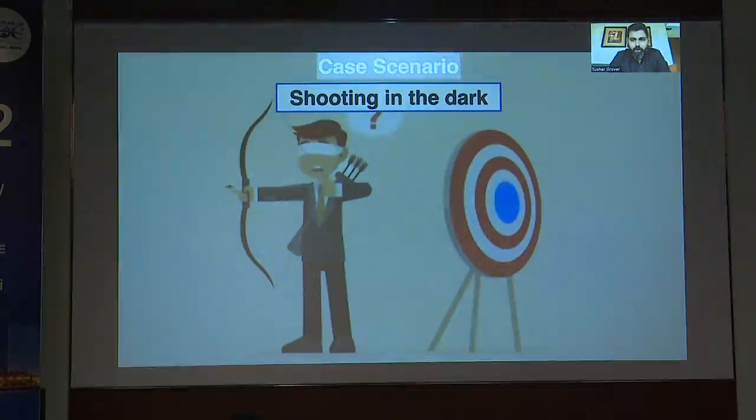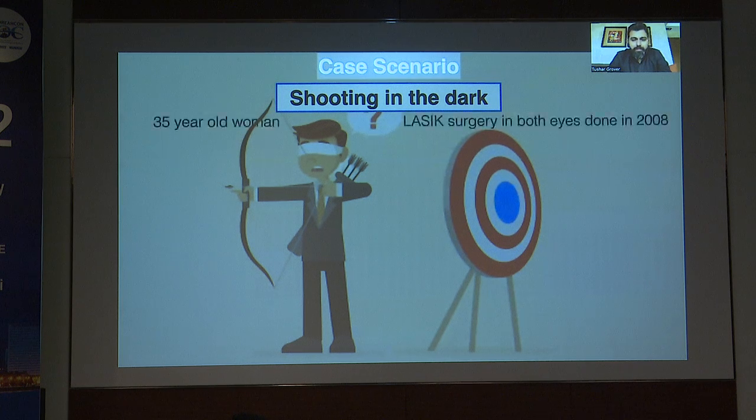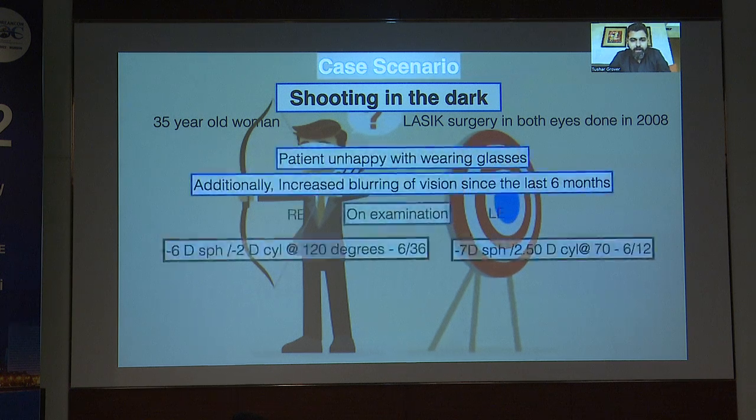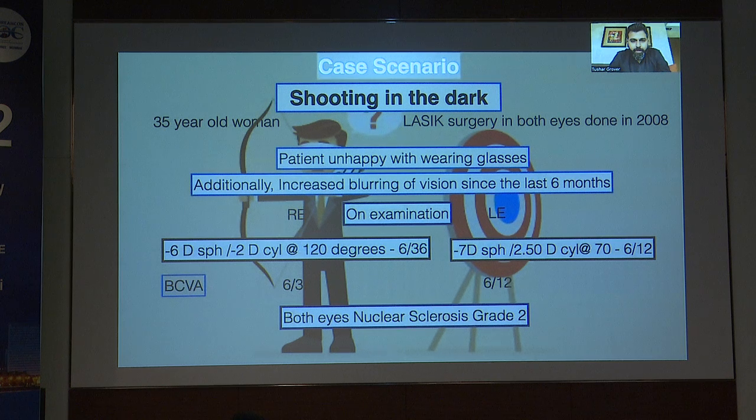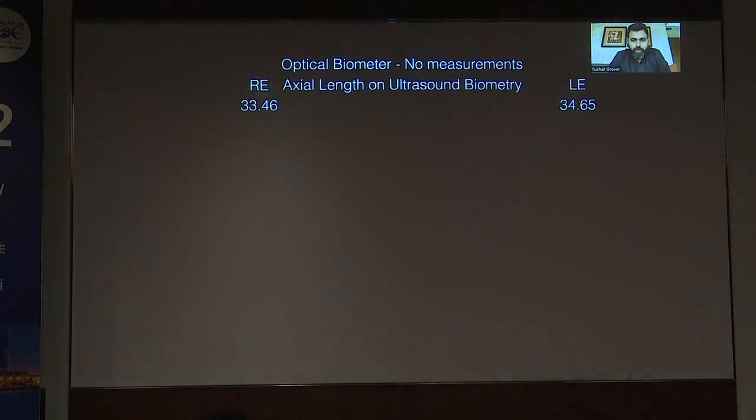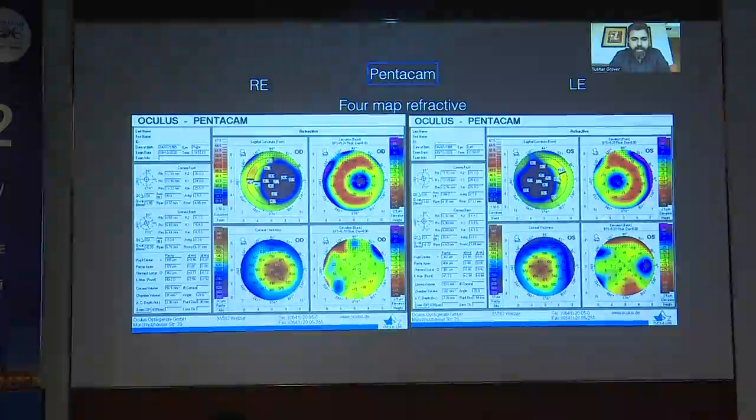Now, in spite of all of these measures, and in spite of trying to get the best measurements and the best calculations, there are occasions where you really don't have answers. For example, this particular case was a 35-year-old woman who had undergone LASIK previously. Now she has a grade 2 cataract in both eyes. With the optical biometer, I did not get any measurements. The axial length taken from the ultrasound shows that this is a high myope. And when you look at the Pentacam, just see how flat this cornea is.